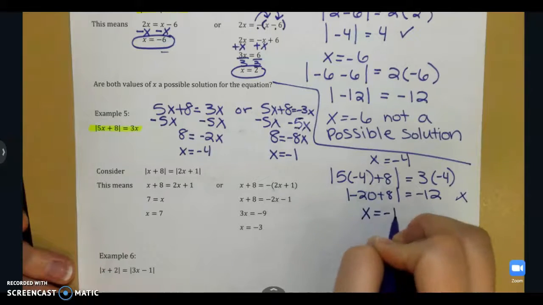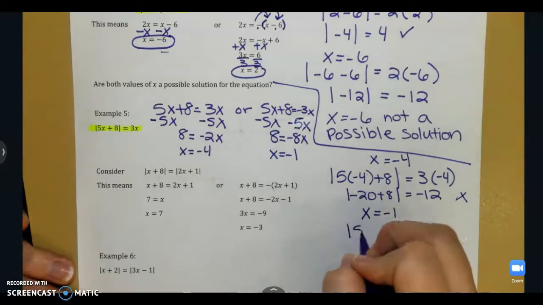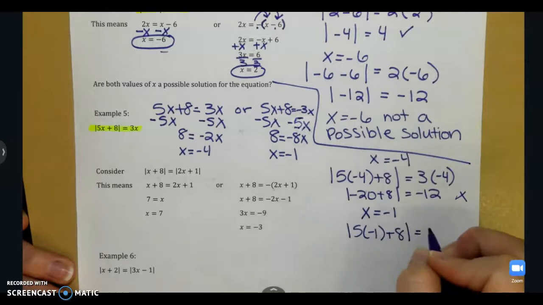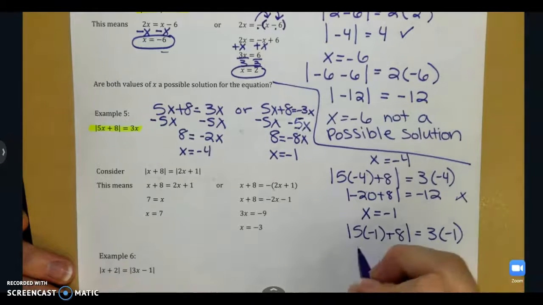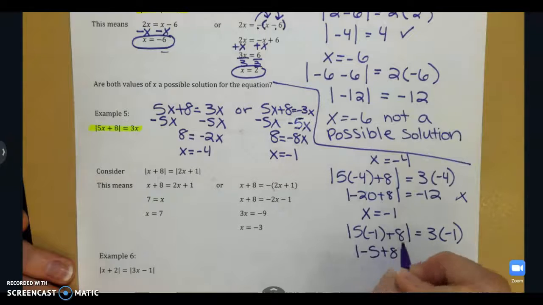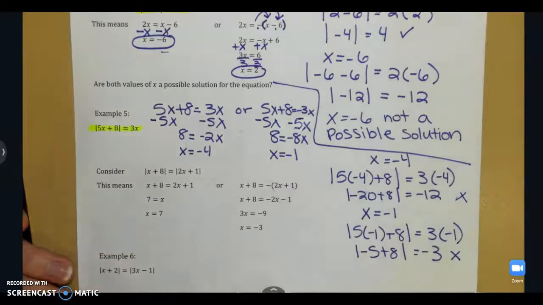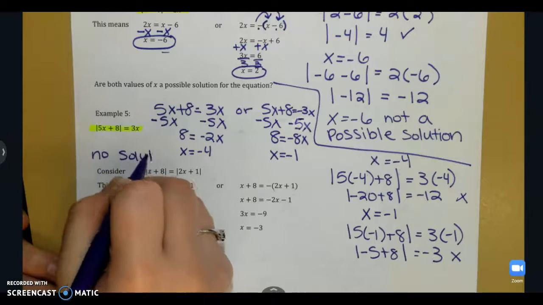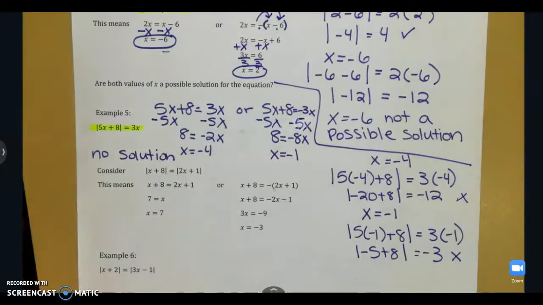Well, if x is negative 1, let's see what happens. So 5 times negative 1, absolute value plus 8 is equal to 3 times negative 1. And again, I get that my absolute value is equal to a negative number. So this particular problem has no solution. Neither of these x values are possible.